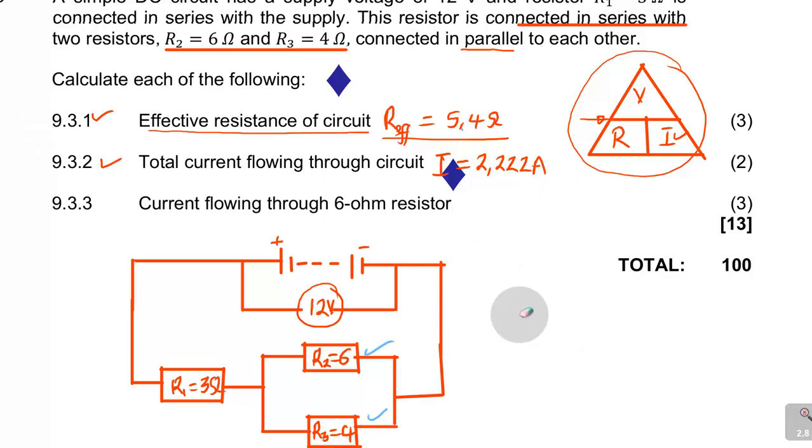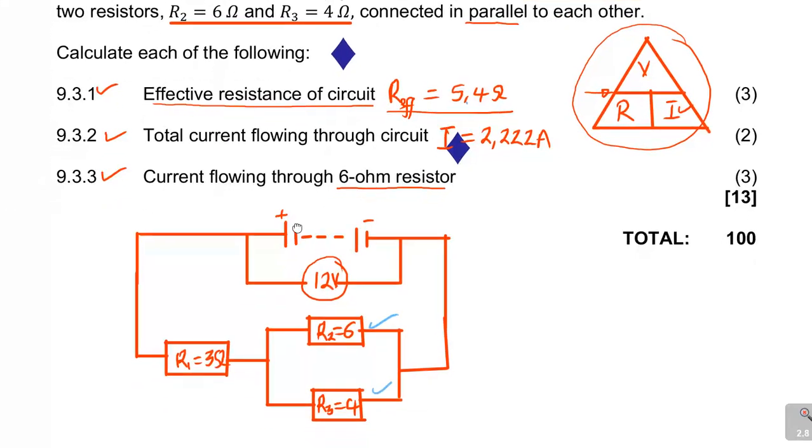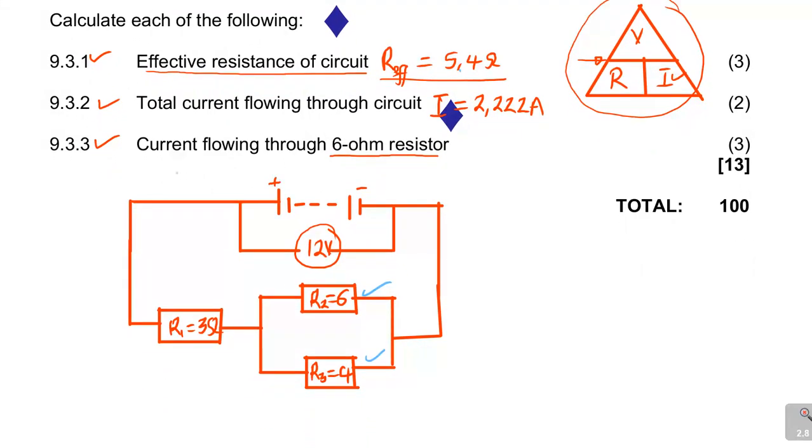Last question, I'll just leave that triangle for the time being. It says 9.3.3, the current flowing through the 6 ohm resistor. It's 3 marks, so it needs a little bit of thinking, but it's interested in the current flowing through the 6 ohm resistor. It's an open question, so you can do it in different forms. I'll show you maybe 2 different ways that I usually approach it.